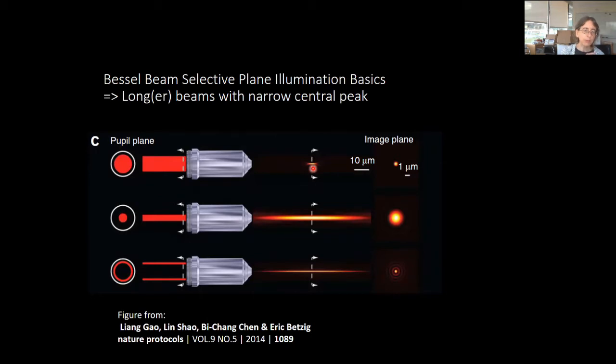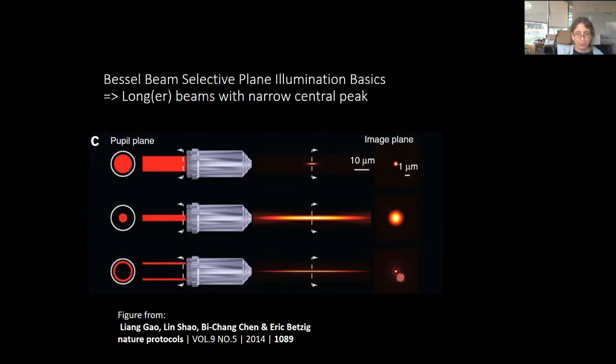And you can make them longer by not illuminating the whole pupil of your illumination objective, but it'll also make the beam fatter. And so if you need to squeeze out really high resolution, that's not going to work for you. So with Bessel beams, it's possible to make a long beam with a very small central core that's very uniform across the length of the beam. The beams that I'm using in this system are about 35 microns. So not huge, but longer than 10 microns.